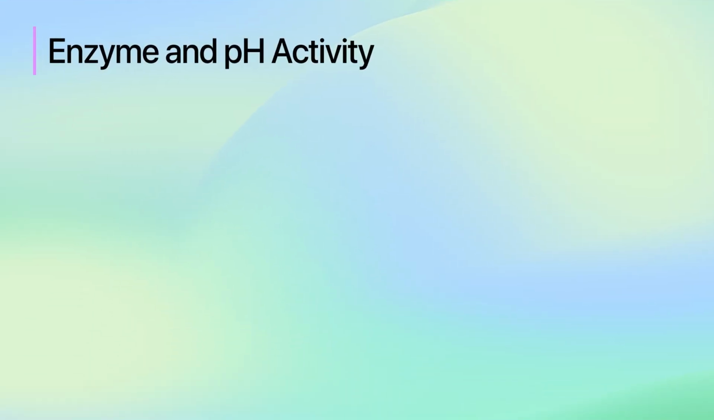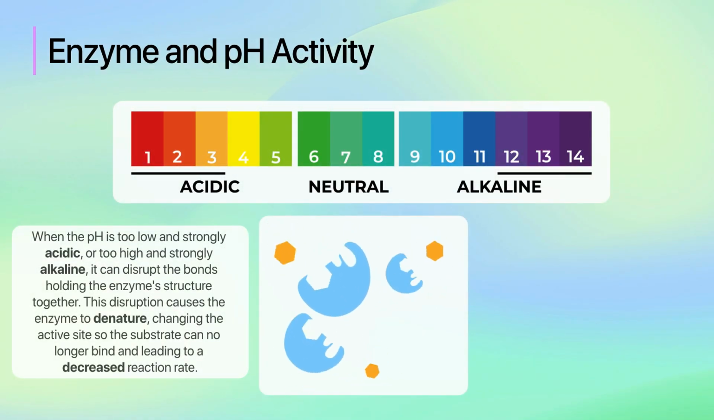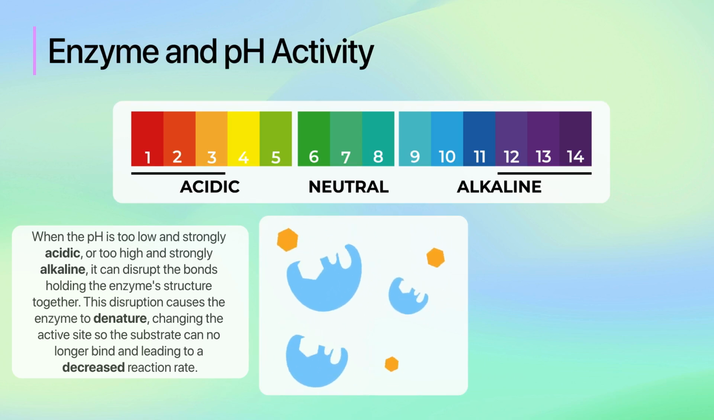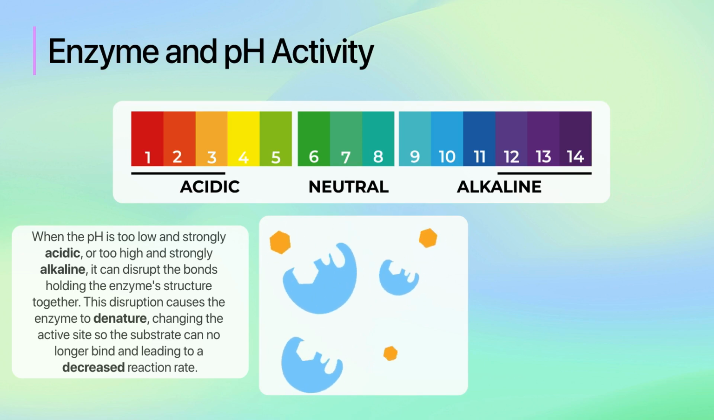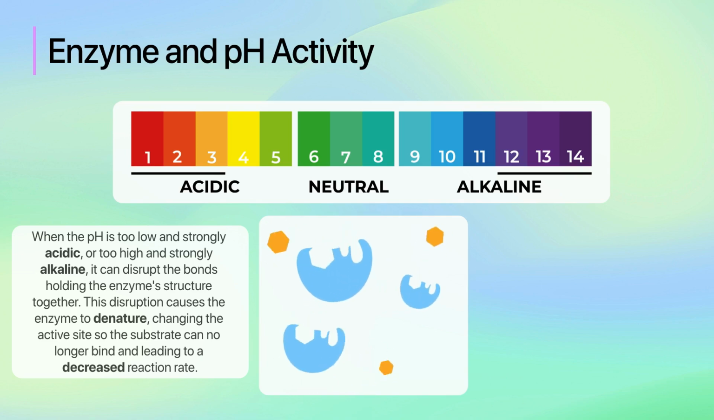Now let's look at how pH levels affect enzyme activity. When the pH is too low and strongly acidic, or too high and strongly alkaline, it can disrupt the bonds that hold an enzyme's structure together. This disruption can cause the enzyme to denature, changing the active site so that the substrate can no longer bind, and leading to a decreased reaction rate.